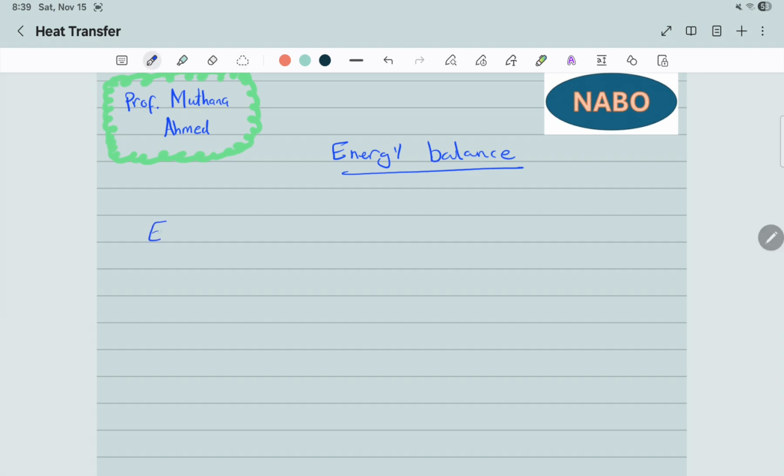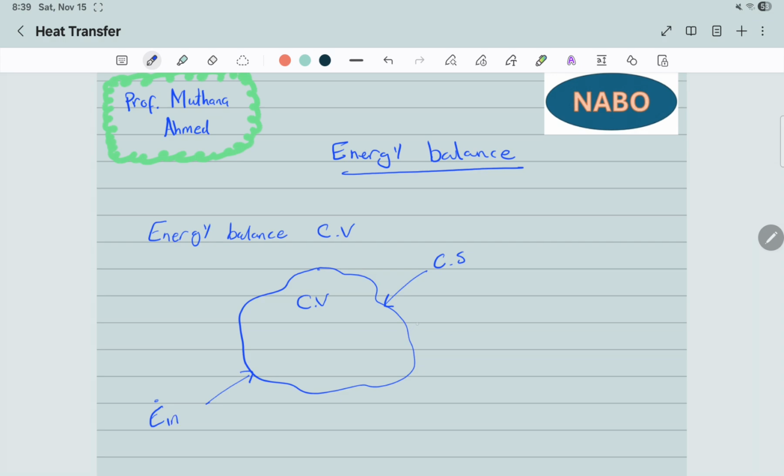Energy balance on a control volume. So let's assume this to be our control volume. This here is our control surface. Let's assume that we have energy flowing into our control volume and energy leaving the control volume.